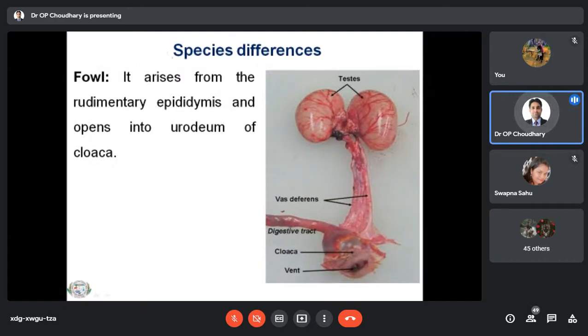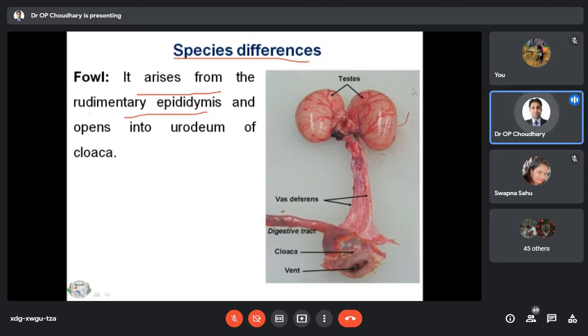Then in case of the fowl, it arises from the rudimentary epididymis. I already told you that in case of the fowl, the epididymis is rudimentary, and the testicles are situated in the abdominal cavity, so there is absence of the scrotum. So in case of the fowl, the vas deferens usually arises from the rudimentary epididymis and opens into the urodeum of the cloaca.